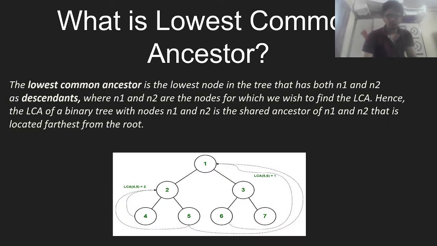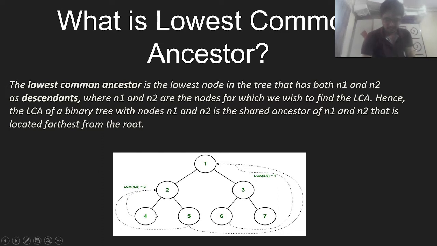Now let's talk about lowest common ancestor. For two nodes n1 and n2, the lowest common ancestor is that node which is an ancestor of both n1 and n2, and it is located farthest from the root. It is located at the farthest distance from the root.